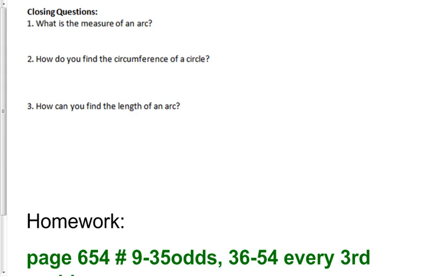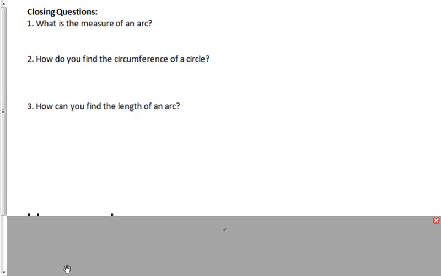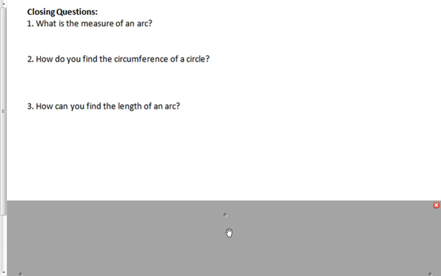So closing questions then for this section. What is the measure of an arc? How do you find the measure of an arc? How do you find the circumference of a circle, sorry? And how do you find the length of an arc? So measure is based off of what? And circumference and arc length.